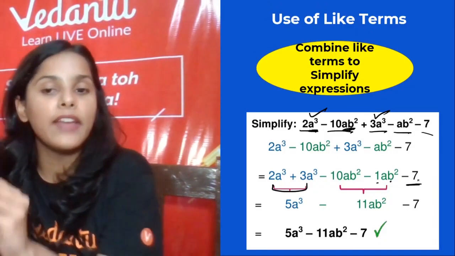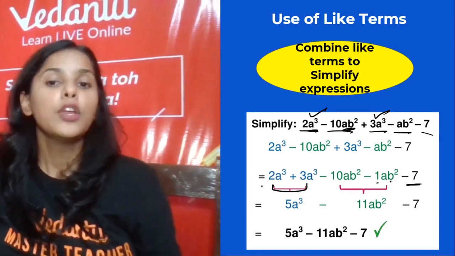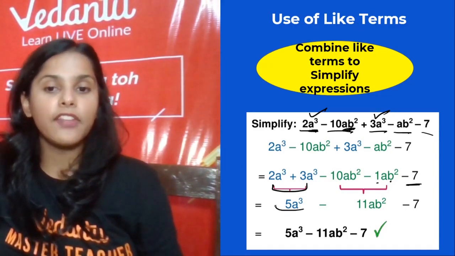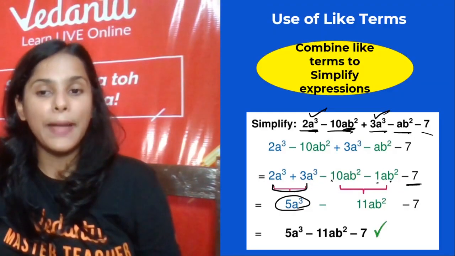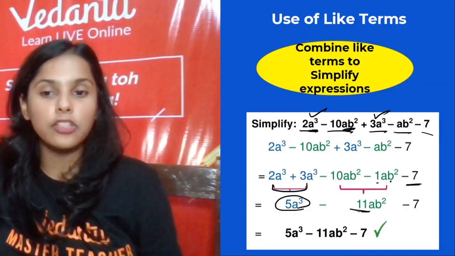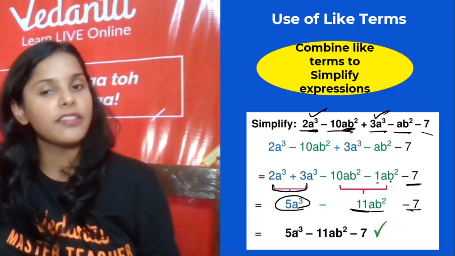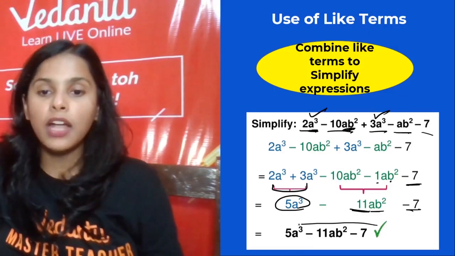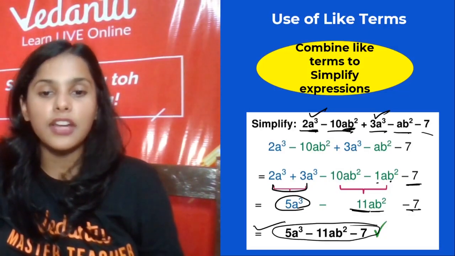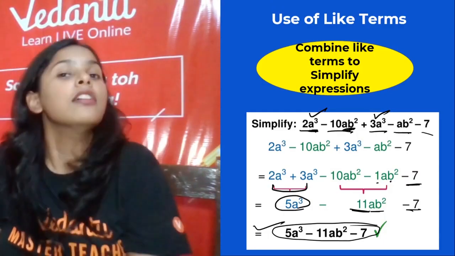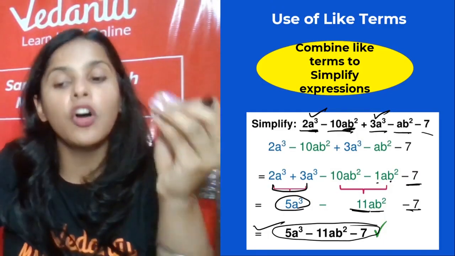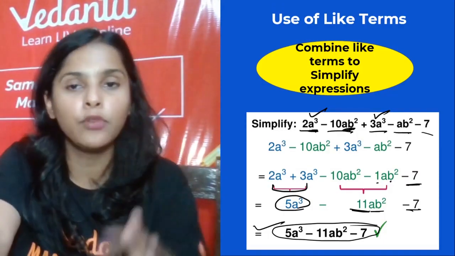It does not have any like term. So 2 and 3 became 5a cube. Minus 10 and minus 1 became minus 11ab square, and minus 7 as it is. So guys, this is the general form, the standard algebraic expression or linear equation you have got.